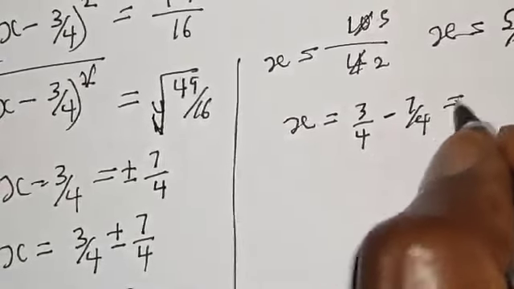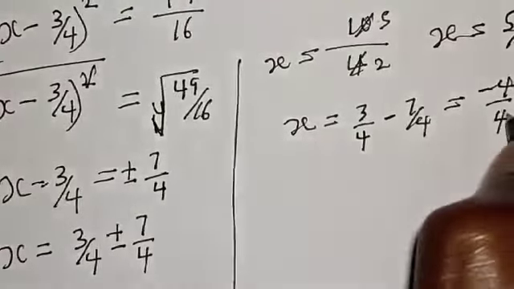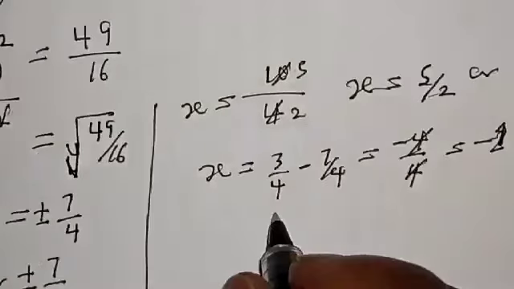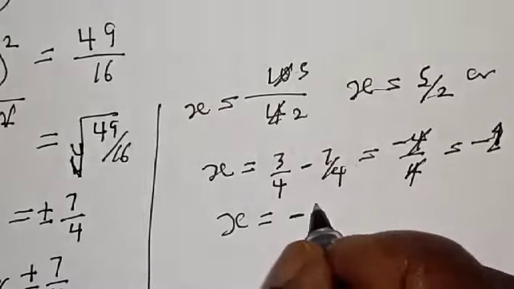Or from the second case, we have x is equal to 3 over 4 minus 7 over 4, which is equal to 3 minus 7, that is minus 4 over 4. This will cancel this, which is equal to minus 1. Therefore, x is equal to what? Minus 1.